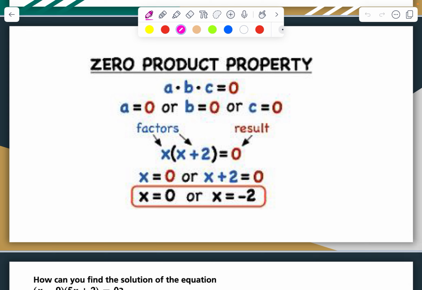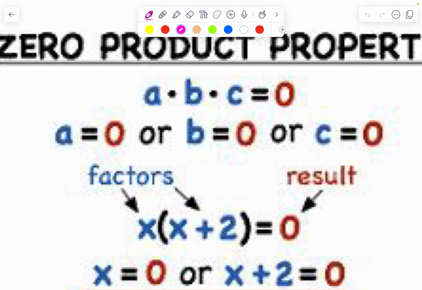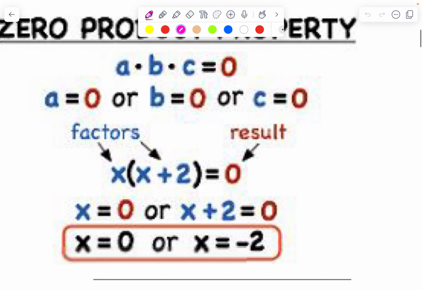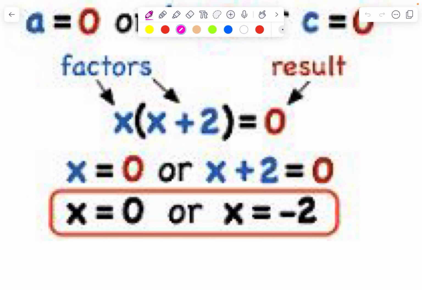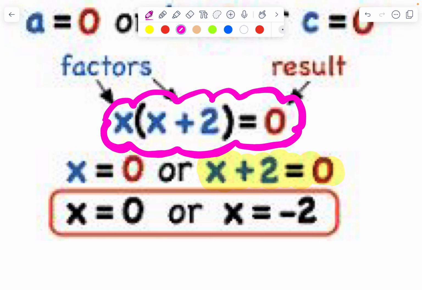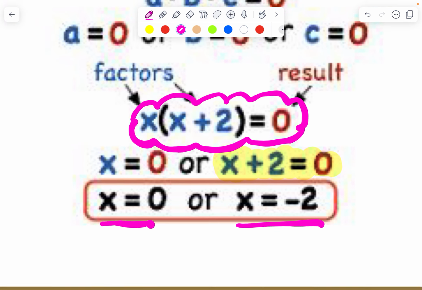If we have, let's say, three numbers that are multiplied together and the answer is 0, that means one of those numbers has to be 0. In order to get 0 when you're multiplying, one of the numbers has to be 0. If we have factors that are equal to 0, like x times (x plus 2) equals 0, that means either x would equal 0 or x plus 2 would equal 0. If we solve this equation, we would get x equals -2. So the solutions to this are either x equals 0 or x equals -2.